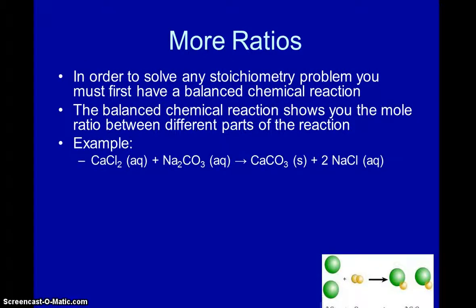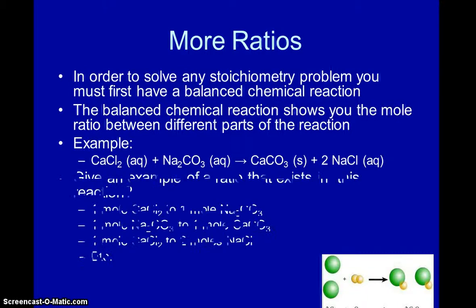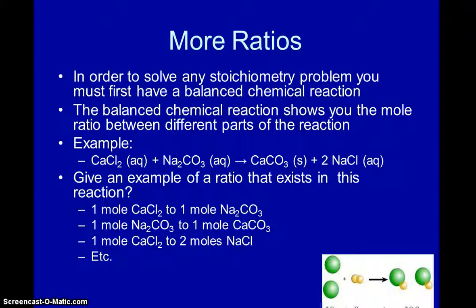So for example, the lab that we did yesterday, this is the same equation. It said a solution of calcium chloride reacts with a solution of sodium carbonate to produce that solid precipitate, the stuff that was at the bottom of the test tube, and a solution of sodium chloride. So what I would like you to do is pause your video and see if you can come up with some ratios that exist in this chemical reaction.